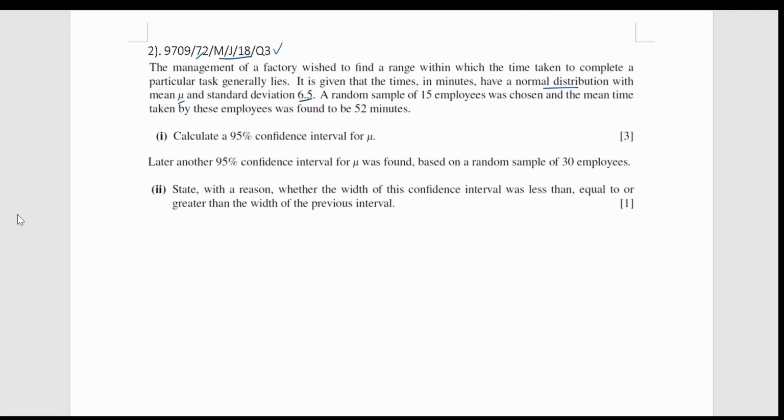A random sample of 15 employees was chosen and the mean time taken by these employees was found to be 52 minutes. Part 1. Calculate a 95% confidence interval for mu. 95% confidence interval for mu. So same, we have the formula.